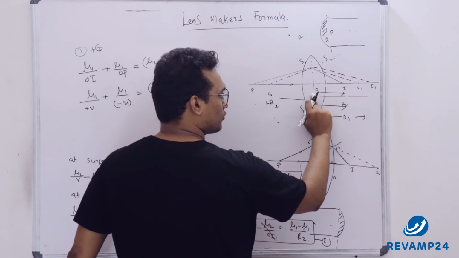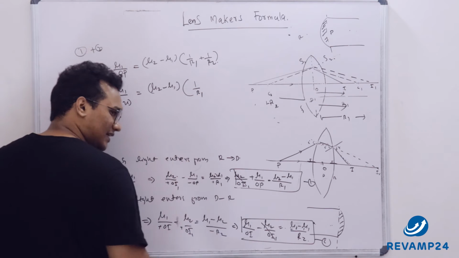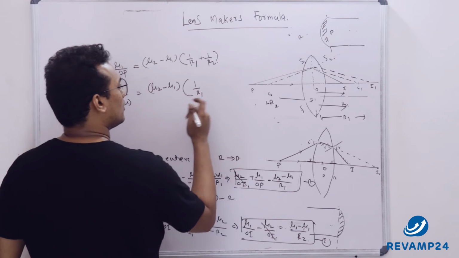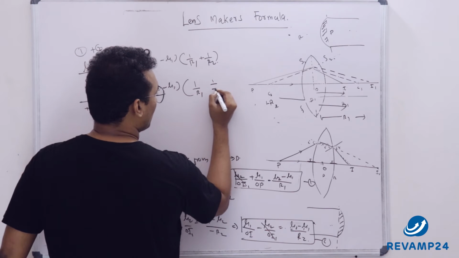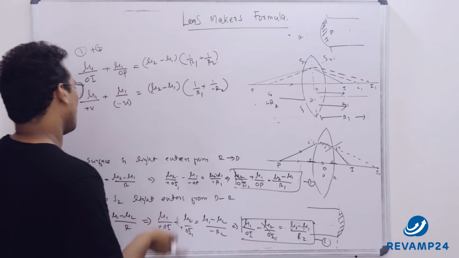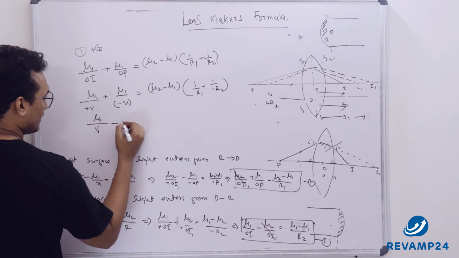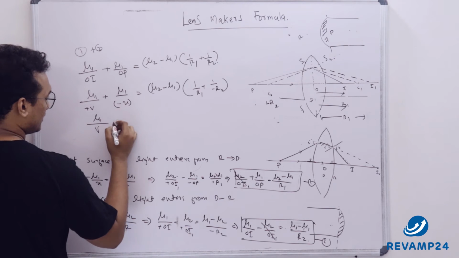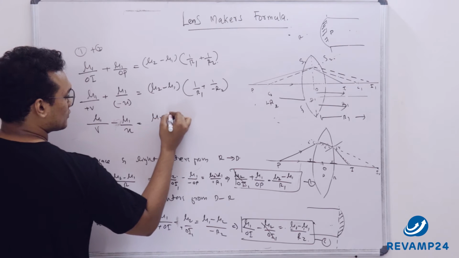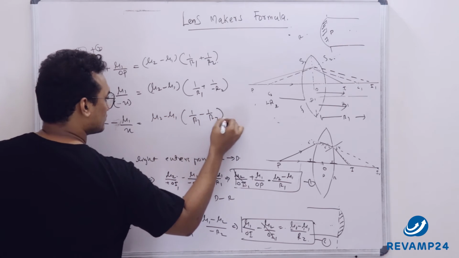R1 is measured in the rightward direction between O and C1, so that is 1 by R1, plus itself. Now R2 is measured in the leftward direction, so that would be 1 by minus R2. On rearranging, this would be mu1 divided by v minus mu1 divided by u is equal to mu2 minus mu1 into 1 by R1 minus 1 by R2.